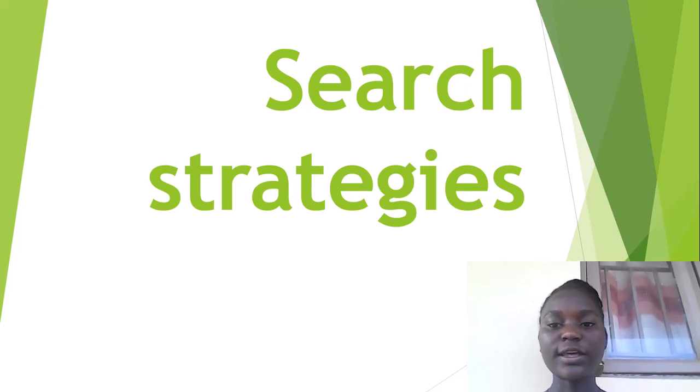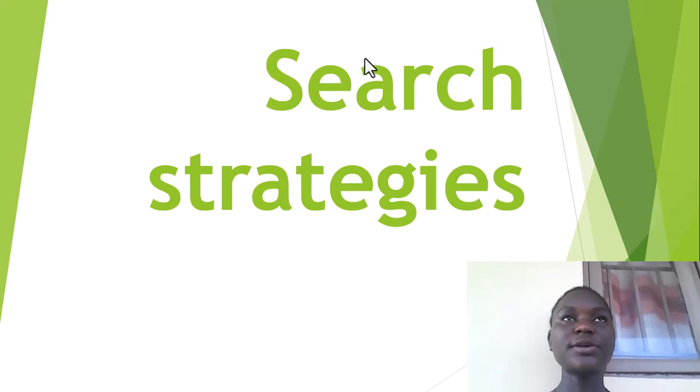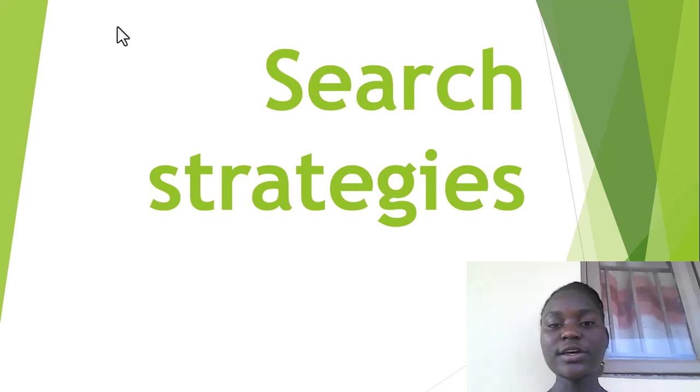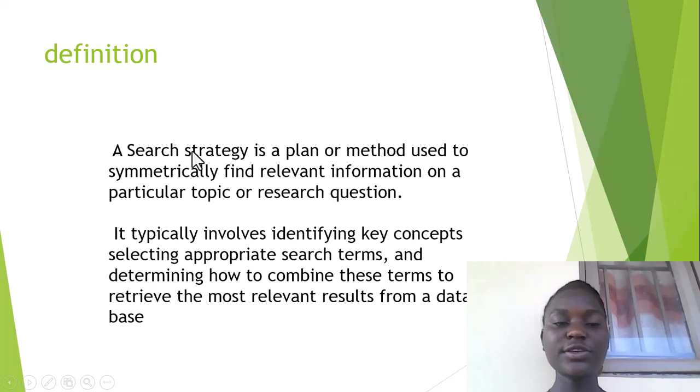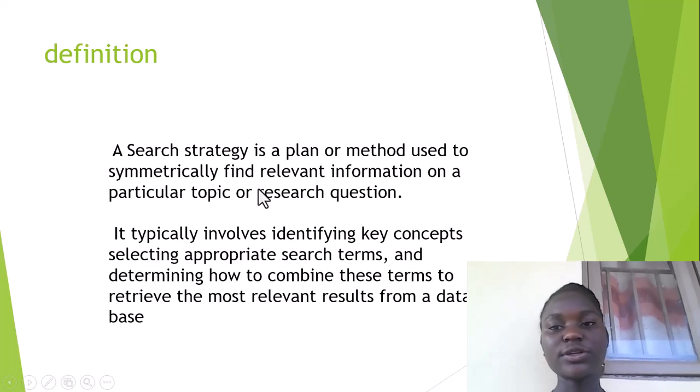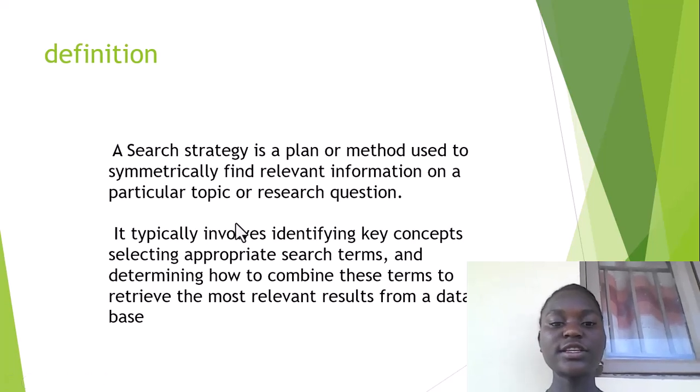So at the end of the day we shall get information very fast and efficiently without putting in too much effort. We are going to learn about the different search strategies. By definition, a search strategy is a plan or method used to systematically find relevant information on a particular topic or search question. Meaning these search strategies are just a plan which you can lay out to see how you can find information online on a particular research question you're dealing with.